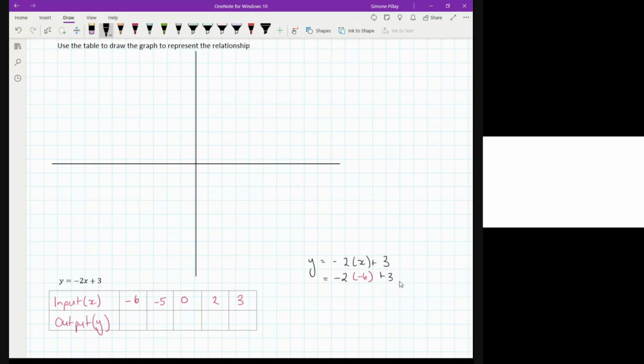Positive 2. How did you get positive 2? Because when you times a negative and a negative, it's equal to a positive. So it gives me a positive, and then 2 times 6 is what? 12, ma'am. 12. And we still have plus 3. Finish up for me, Itandile. 15, ma'am. 15. Okay. So I've now got my first output here with my input.